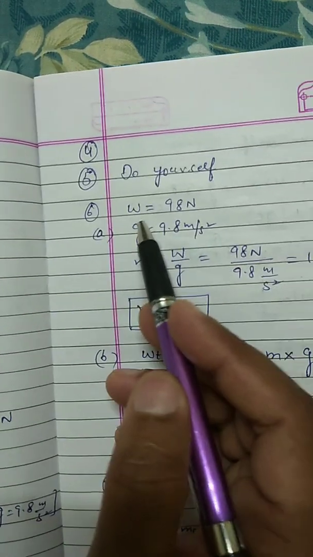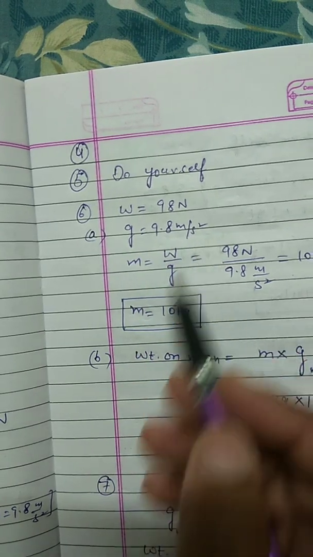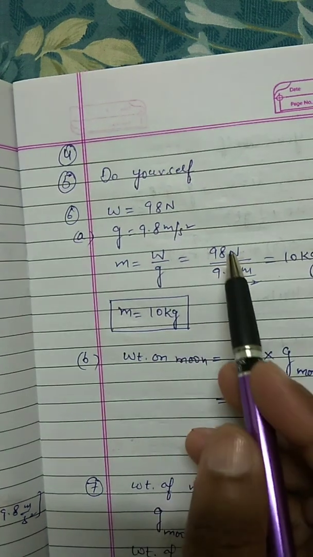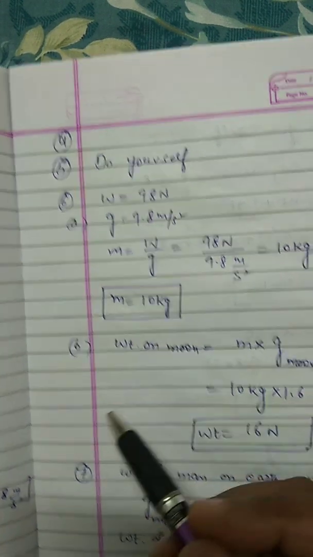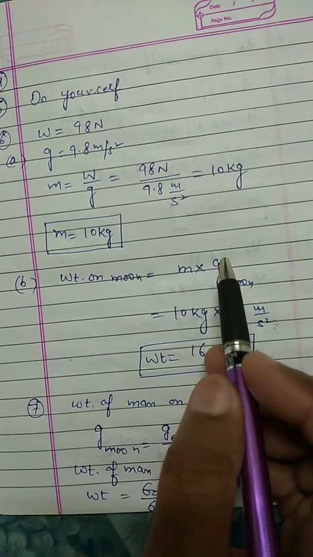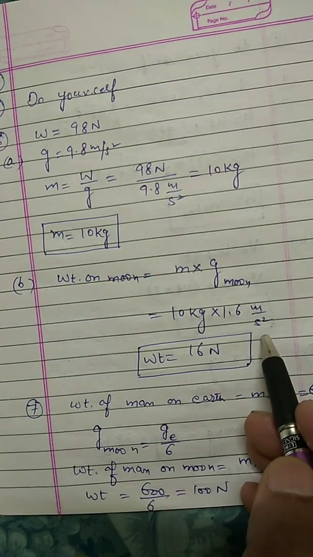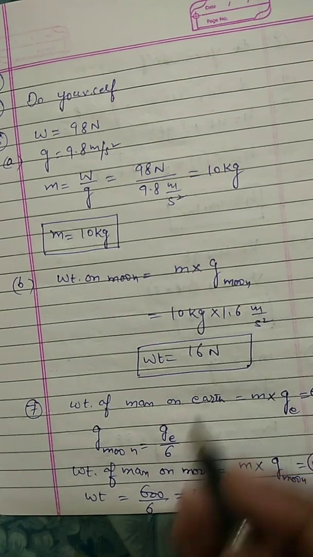Sixth one is weight is 98 Newton, gravity is given 9.8 meter per second square. According to the formula, mass is equal to W upon gravity, 98 upon 9.8, m is equal to 10 kg. B part, weight on moon. So mass into gravity, but here gravity of moon we have to consider, which is 1.6 meter per second square. So 10 into 1.6, 16 Newton.